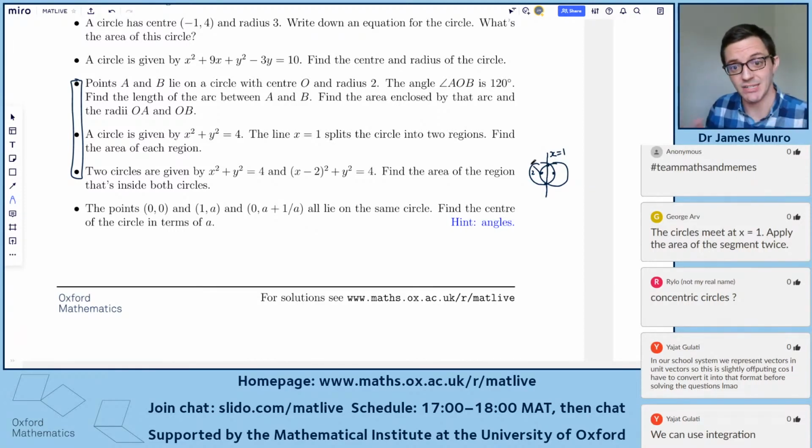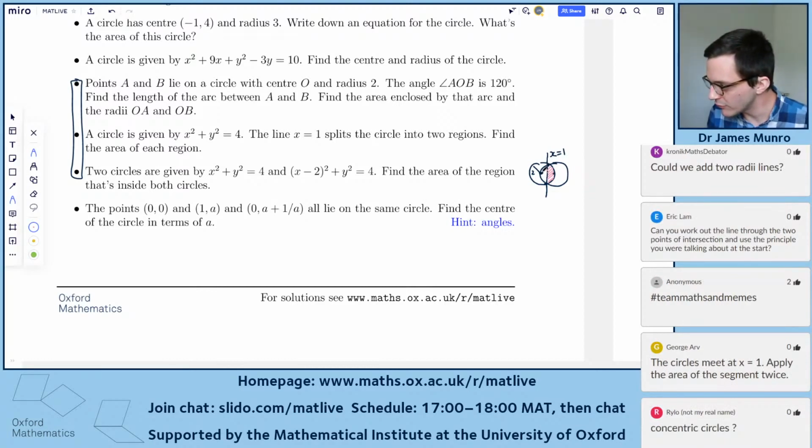And now we can follow the recipe that we had before for working out the areas here. If I mark in this little bit of area, then that's a bit of a circle, a pizza slice of a circle, minus a triangle. You can work out the line through the 2 points of intersection, which is x equals 1. We should draw in lots of radii lines. I'm trying to draw pink on top of pink. There we go. Drawing some radii lines.